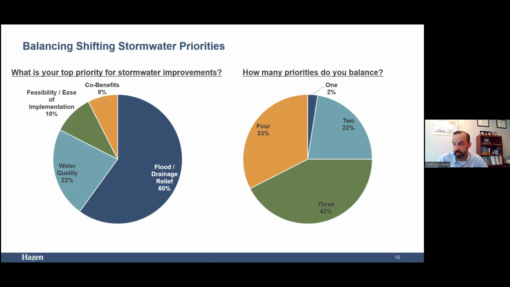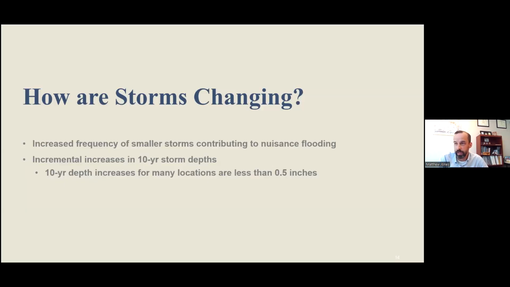So it speaks to that, and paired with that, it's important to note, how many priorities do you balance? Almost everybody, in fact, I think all but one person, has to balance multiple of these objectives. So flood and drainage relief and water quality and beyond. That speaks to the benefit of understanding how storms are changing and what the implications of that are. So when we look broadly at how storms are changing, we see an increased frequency of smaller storms contributing to nuisance flooding, and we tend to see incremental increases in 10-year storm depths.